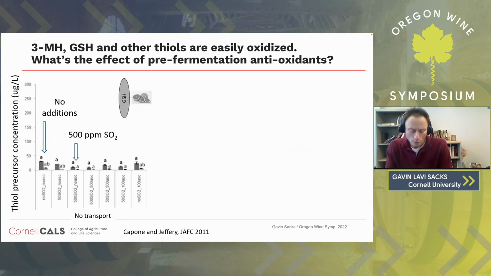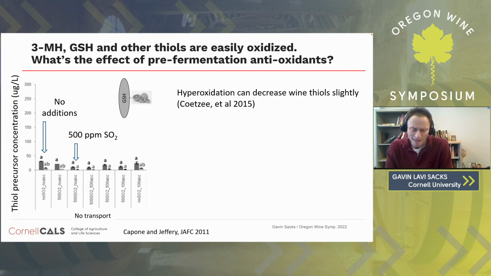Okay, so I mentioned a couple compounds that are readily oxidized. Glutathione, readily oxidized. 3-MH, that grapefruit smell, very easily oxidized. So what happens if we introduce oxygen, or going the other way, prevent oxidation pre-fermentation? There's been some work on this, looking at various precursor fractions and either oxygen exclusion or the use of antioxidants.